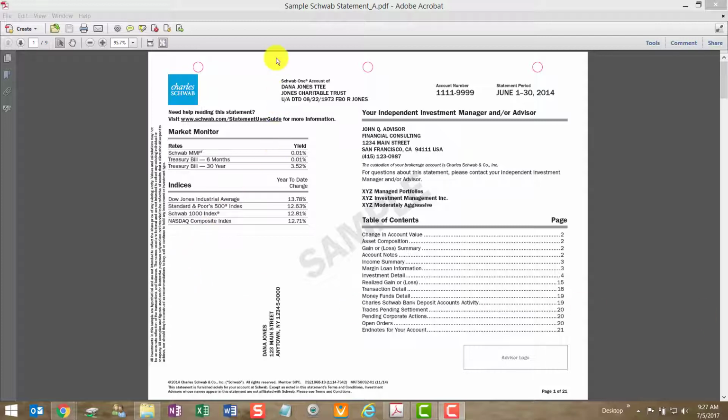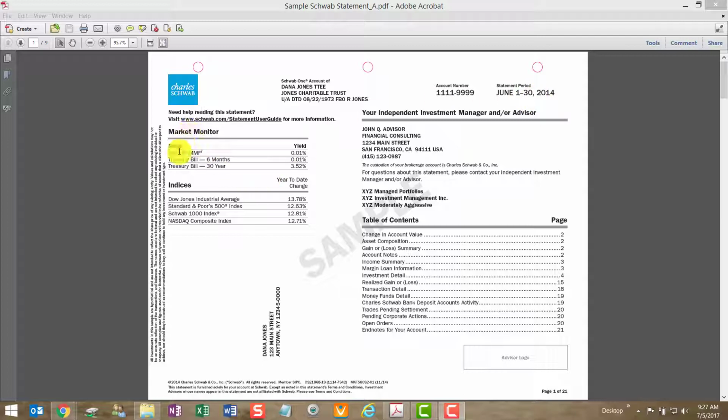It's pretty similar. So up top, you're going to see the account registration and name. You're going to see your account number and statement period. They run on monthly periods. So this one is June 1st through the 30th. This statement just has a sample date of 2014.